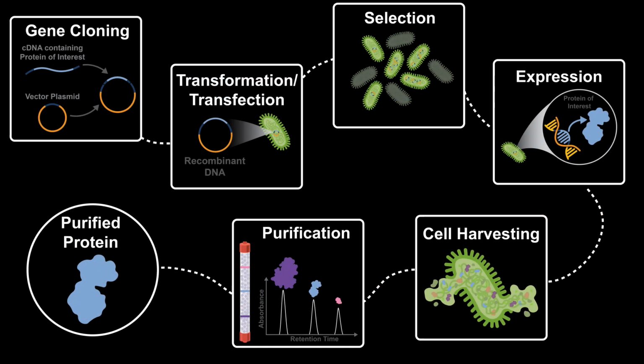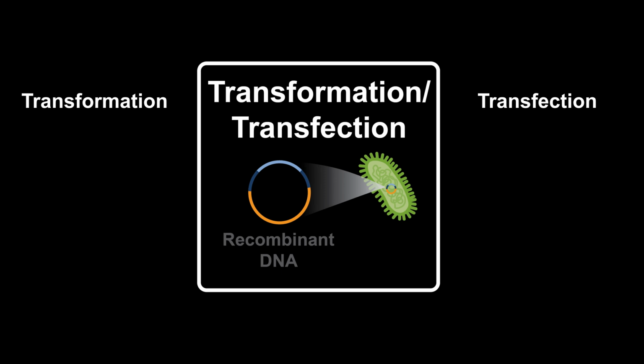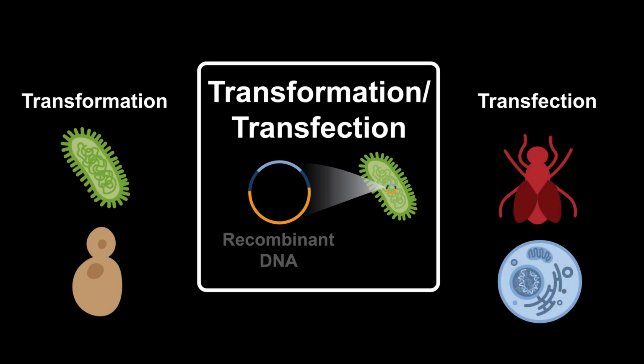Once the recombinant DNA is successfully cloned, we introduce this foreign DNA into our bacterial cells through a process called transformation. Transformation is typically used for bacterial cells and involves uptake of DNA from the environment, while transfection is used for eukaryotic cells, and usually involves other methods of DNA delivery.